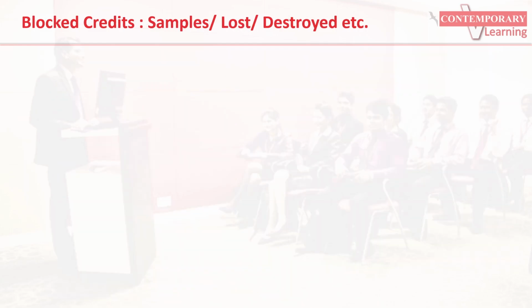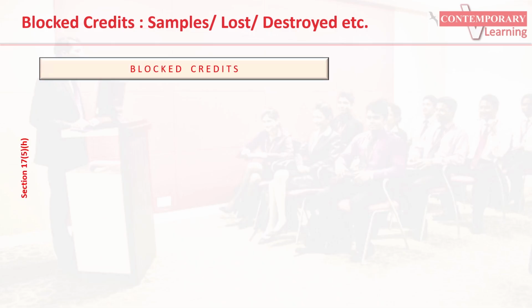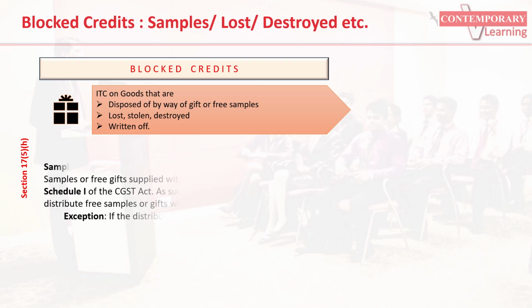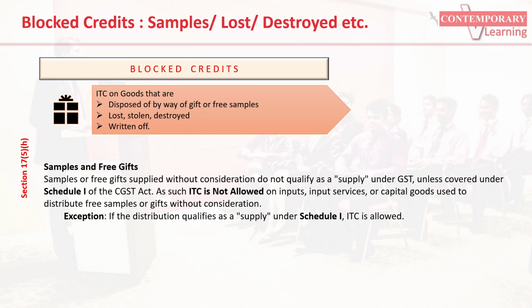Another category of blocked credits relates to goods that are disposed of as gifts or free samples, or goods that are lost, stolen, destroyed, or written off. The logic for samples and free gifts is that when you give away goods without consideration, it doesn't qualify as a supply under GST unless it's covered under Schedule 1 of the CGST Act. Since there's no corresponding output tax liability, ITC is blocked.